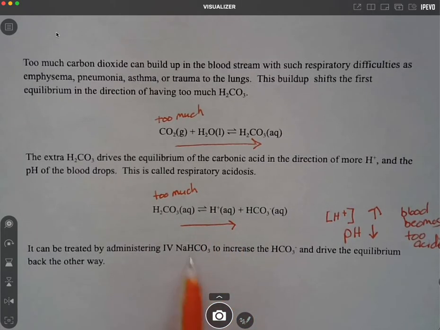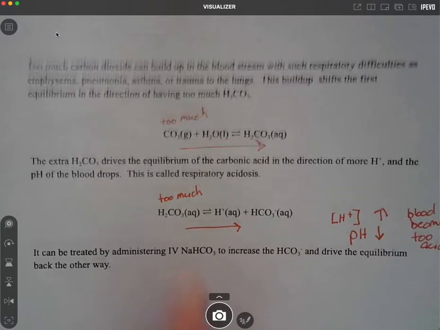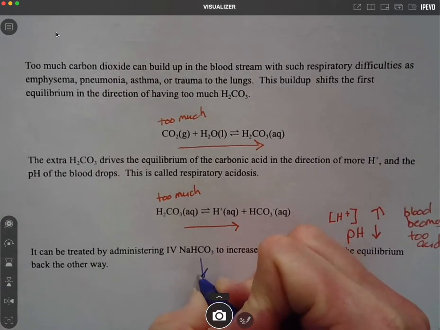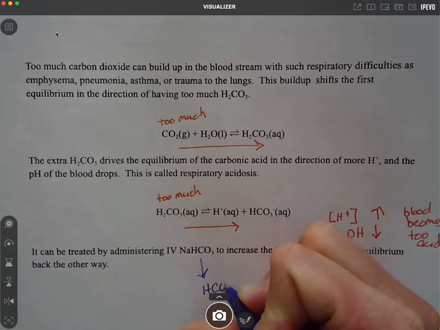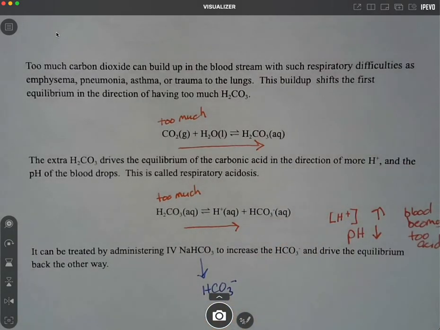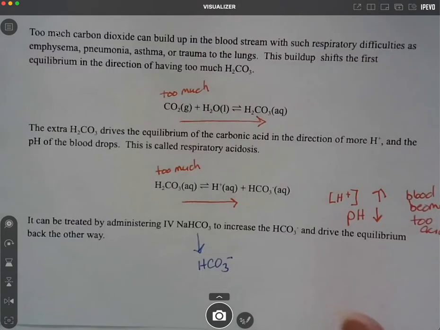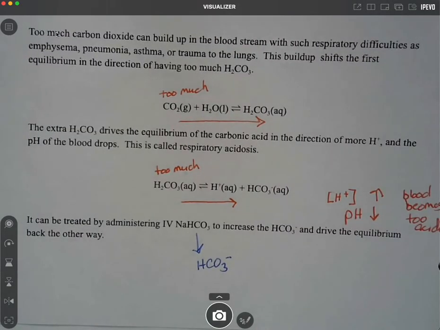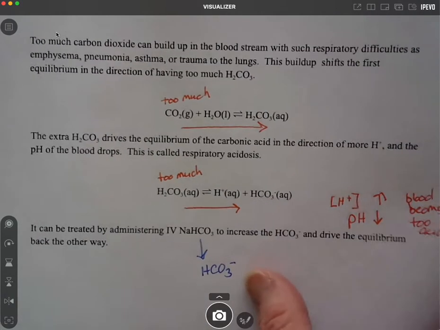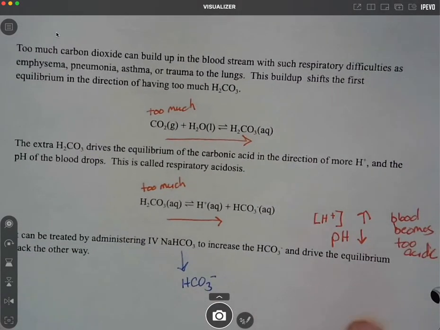So if you add extra of the hydrogen carbonate ion, which is what you get from the baking soda, you can undo the damage by pushing the equilibrium back the other way. So people with respiratory difficulties are often administered IV baking soda, dissolved in water, in order to treat the pH problem in the blood. So that's one possible thing that can be going on with patients whose lungs aren't functioning properly.